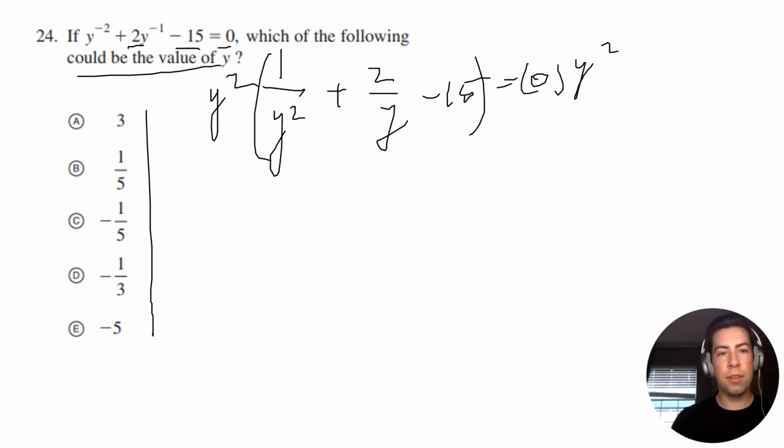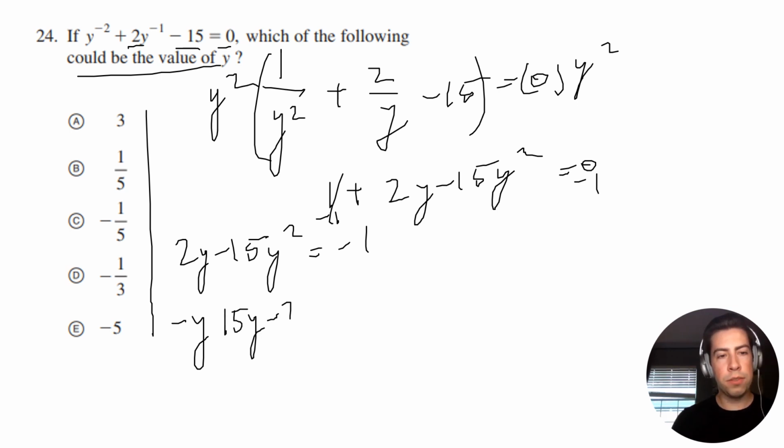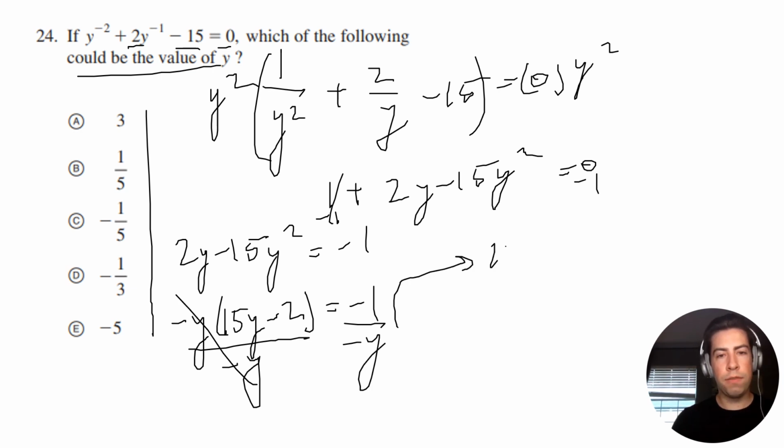And this is going to simplify down to 1 plus 2y minus 15y squared, and that is going to be equal to 0. I'm going to subtract 1 from both sides, and I'm going to have 2y minus 15y squared equals negative 1. I'm going to factor out a negative y here, so I'm going to have negative y times (15y minus 2) equals negative 1. And then I'm going to divide both sides by negative y. I'm going to have 15y minus 2 equals 1 over y.